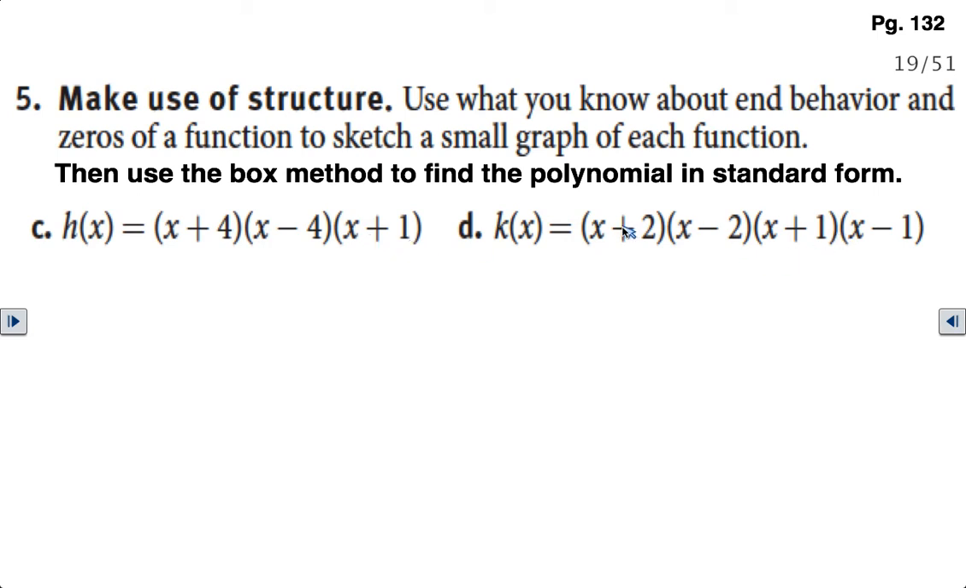On D, you're going to do pretty much the same thing we did yesterday. You're going to use the box method 3 times. Multiply these 2 terms together, multiply these 2 terms together, find your answers to both of those, and multiply your answers together.